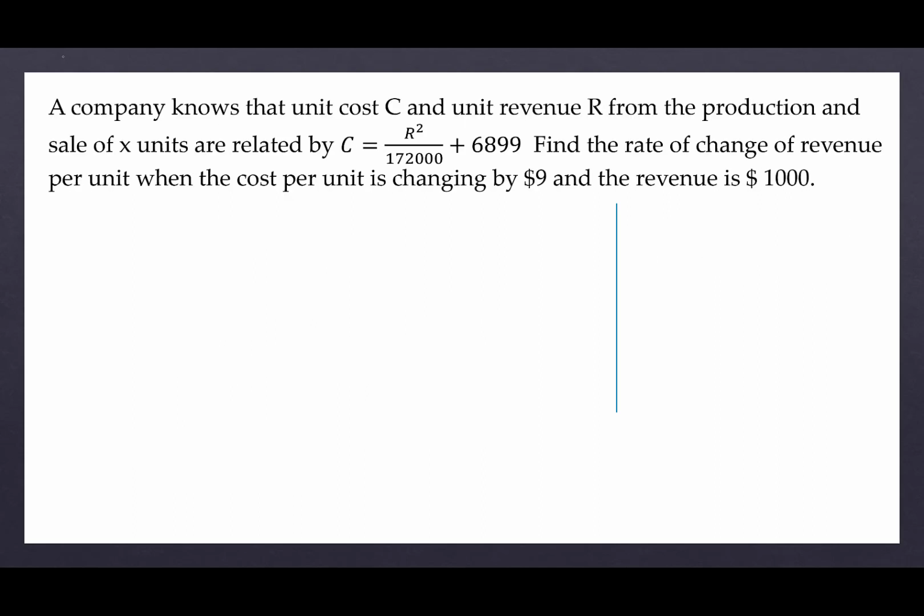A company knows the unit cost C and the unit revenue R from the production and sale of X units are related by C equals R squared over 172,000 plus 6,899.